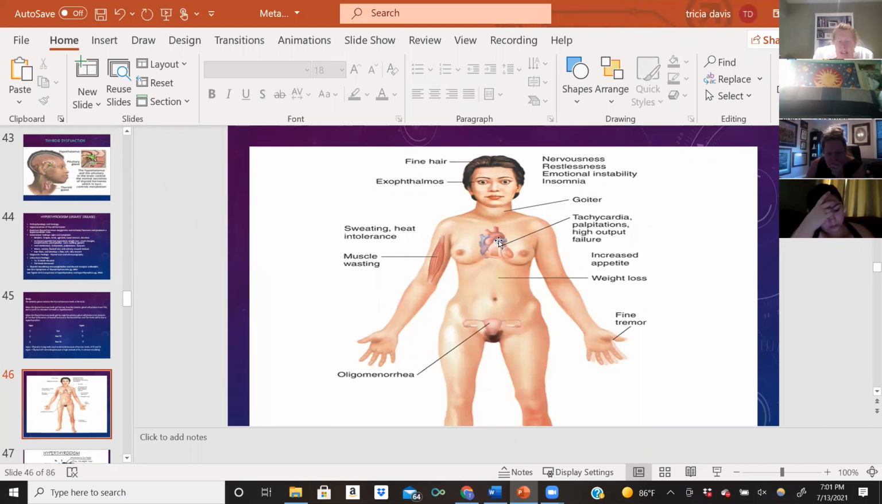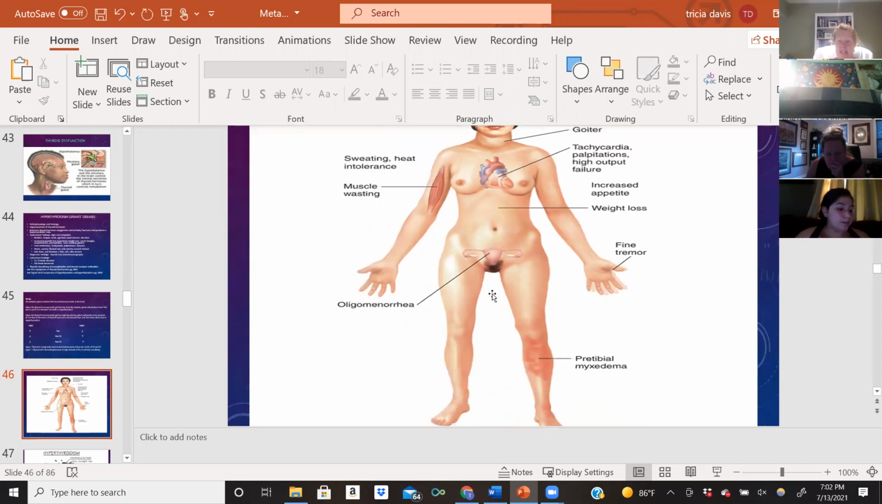We're going to see these heart issues, so tachycardia, palpitations, weight loss, but this increased appetite. And then they're also going to have this fine tremor in their hands.